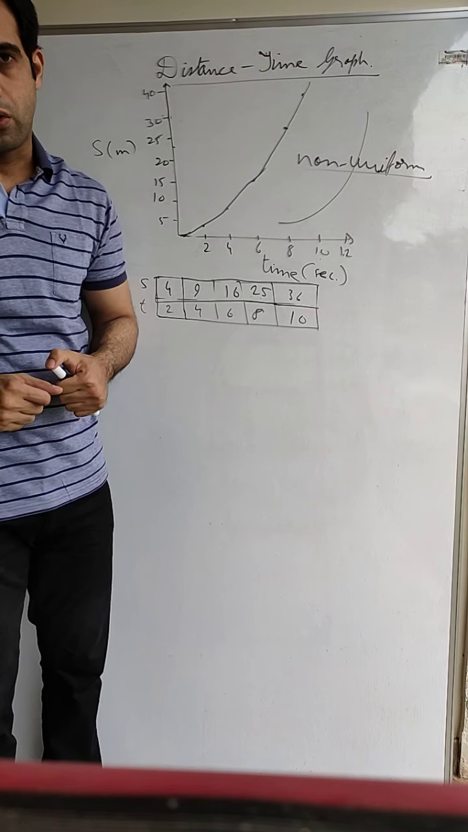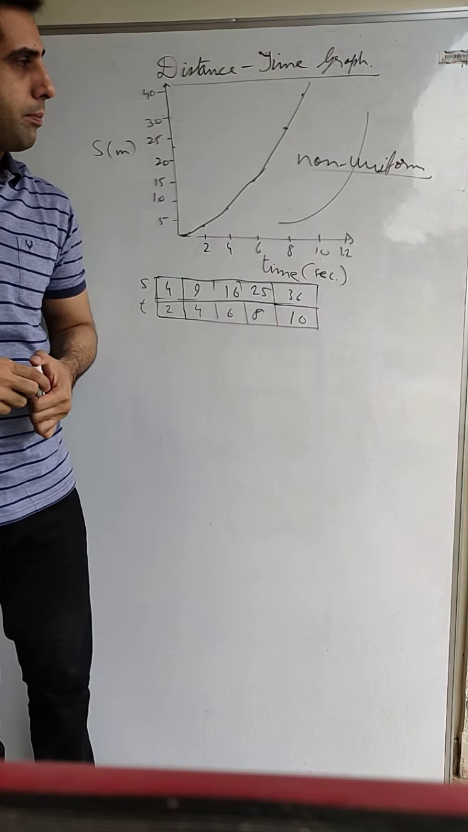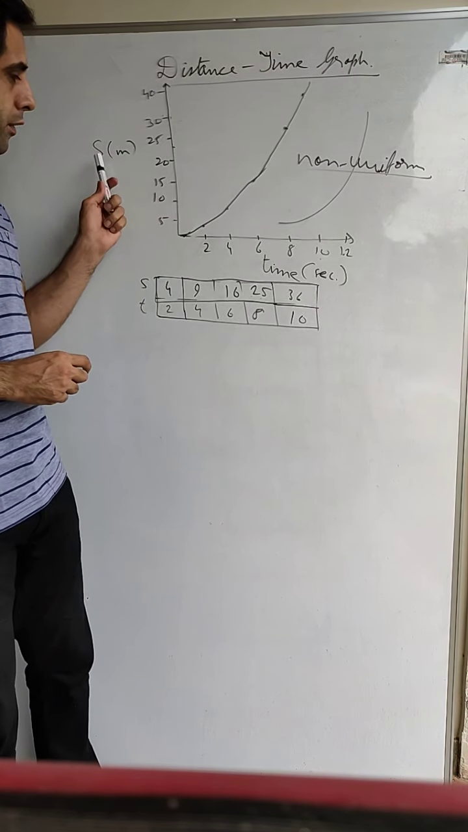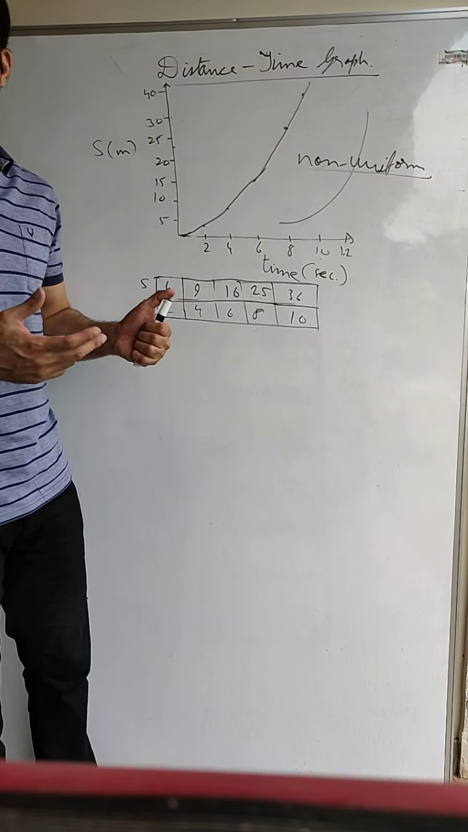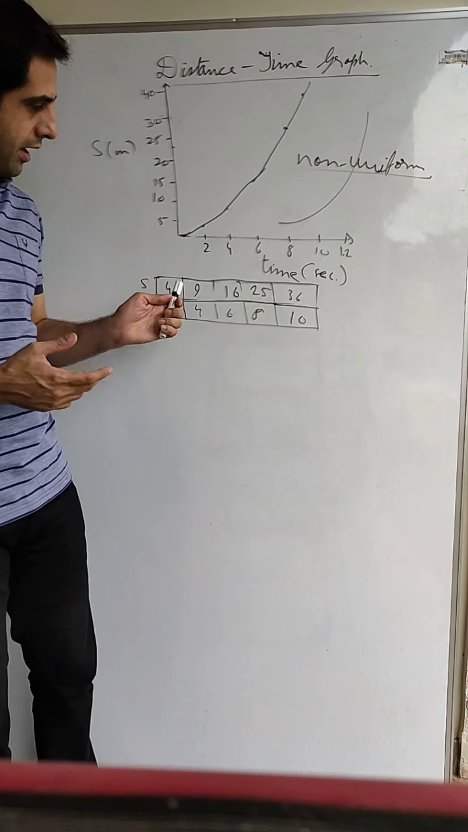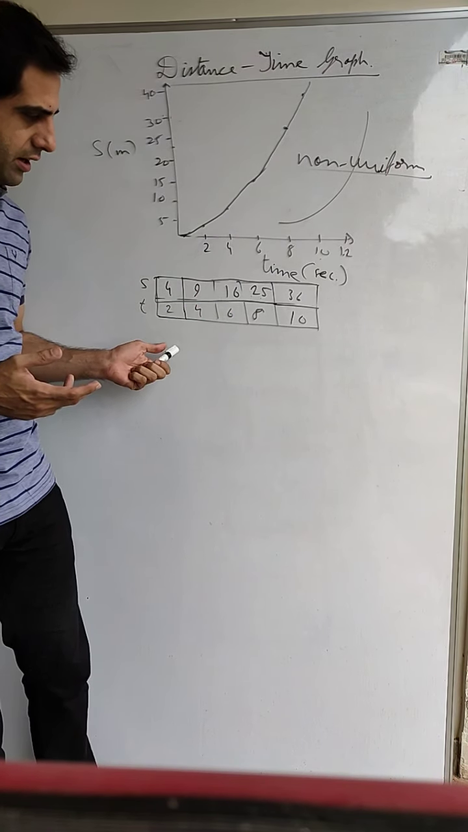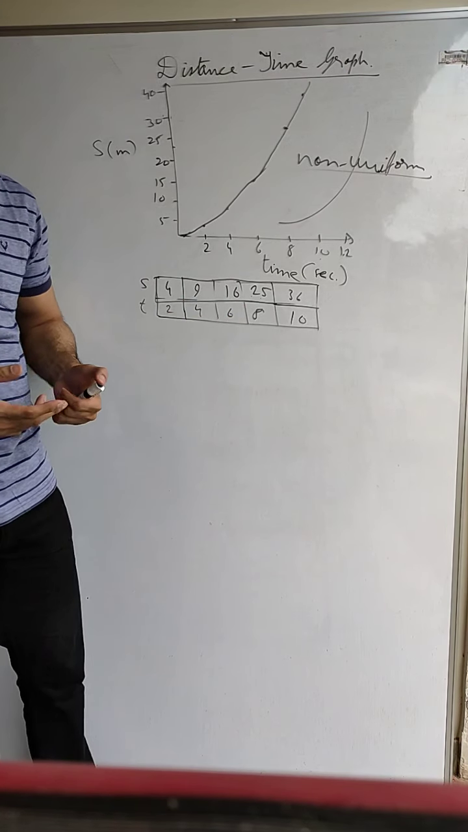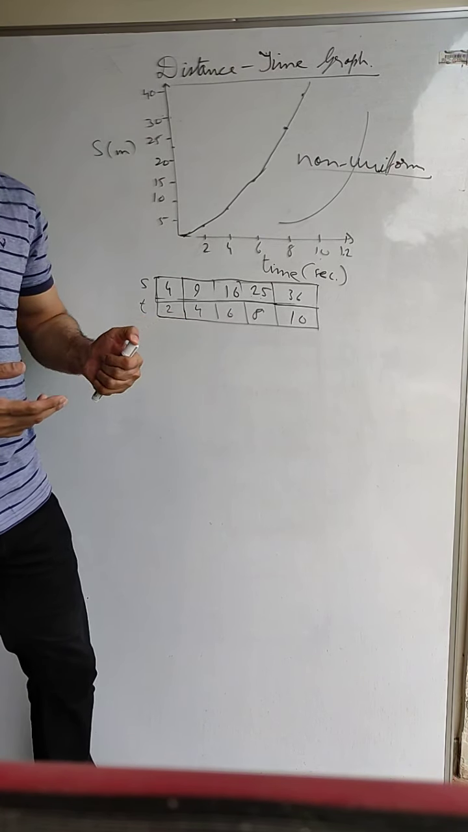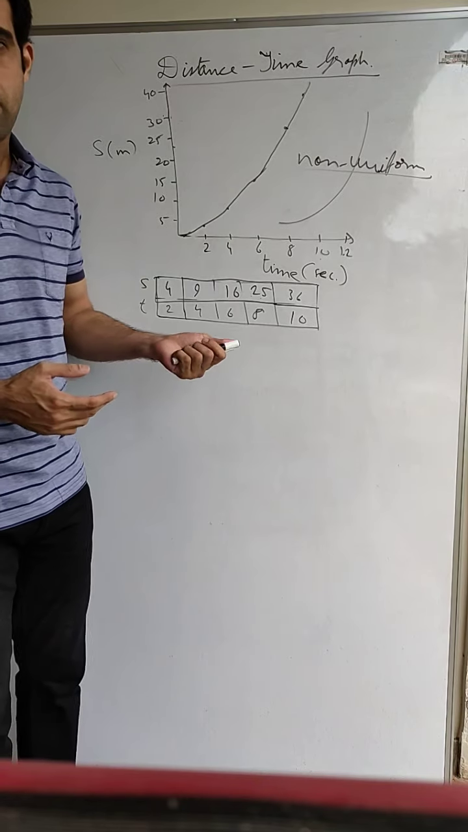Okay, so in the next class, in the next topic, we will study the graph of velocity and time. Till then, do it yourself: take any points of velocity and time and try to plot the graph yourself. Then you will automatically understand what a uniform velocity and a non-uniform or variable velocity will look like.